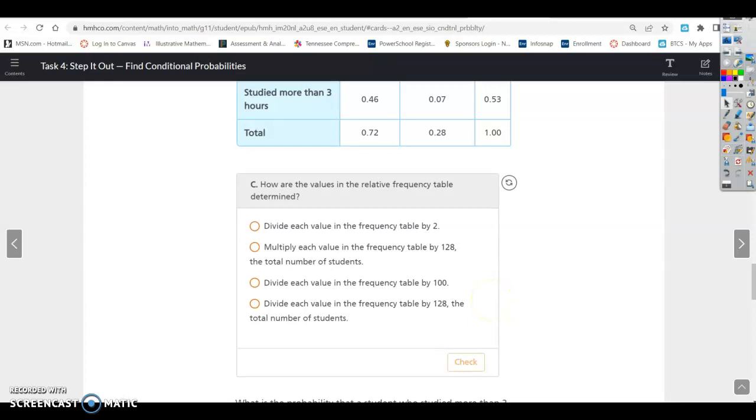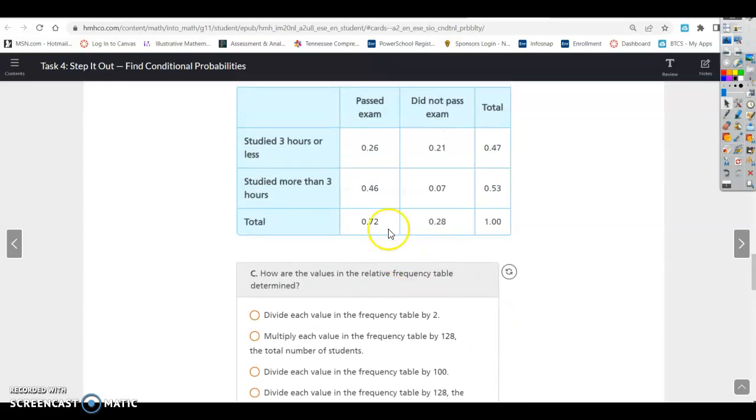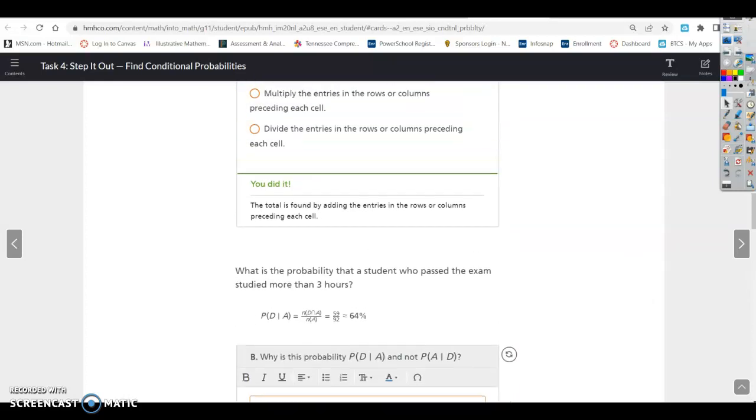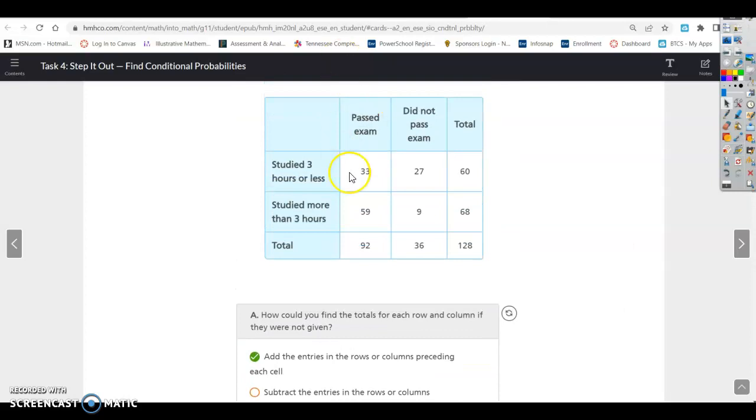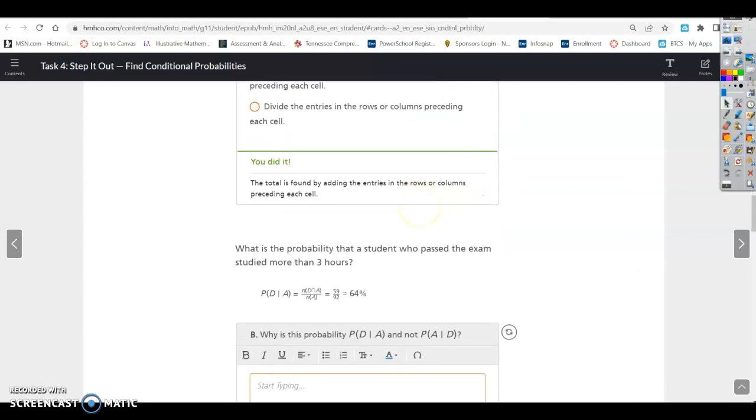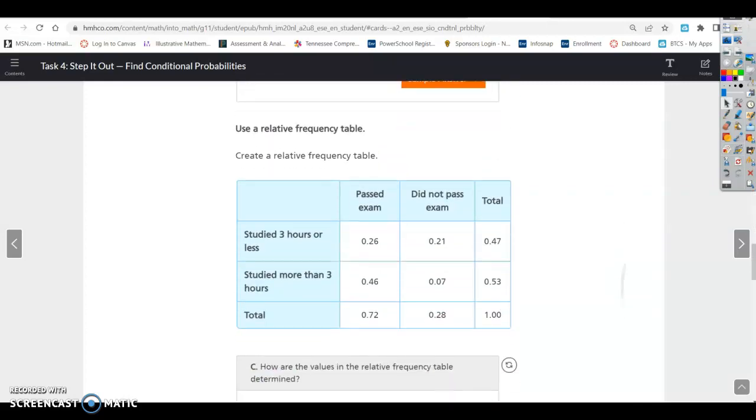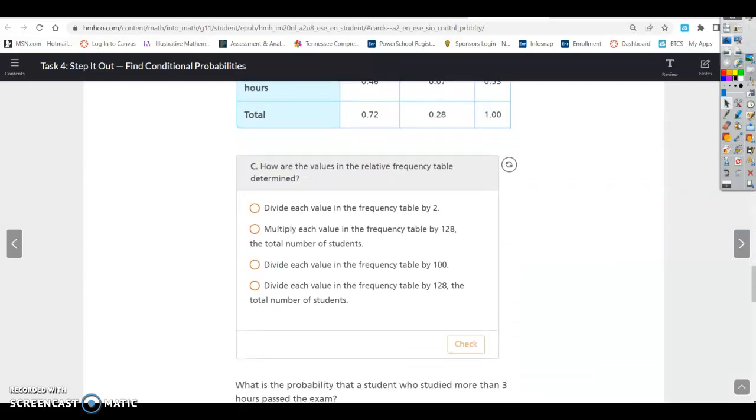So it says, how are the values in the relative frequency table determined? So how are these numbers determined? Remember, each number, you take the number and divide by the whole. So like this number here divided by 128, and that gives that percent. This number divided by 128, and that'll give that percent. This number divided by the total gives that one, and this one divided by that gives that percent. So here you're going to divide each by the total.